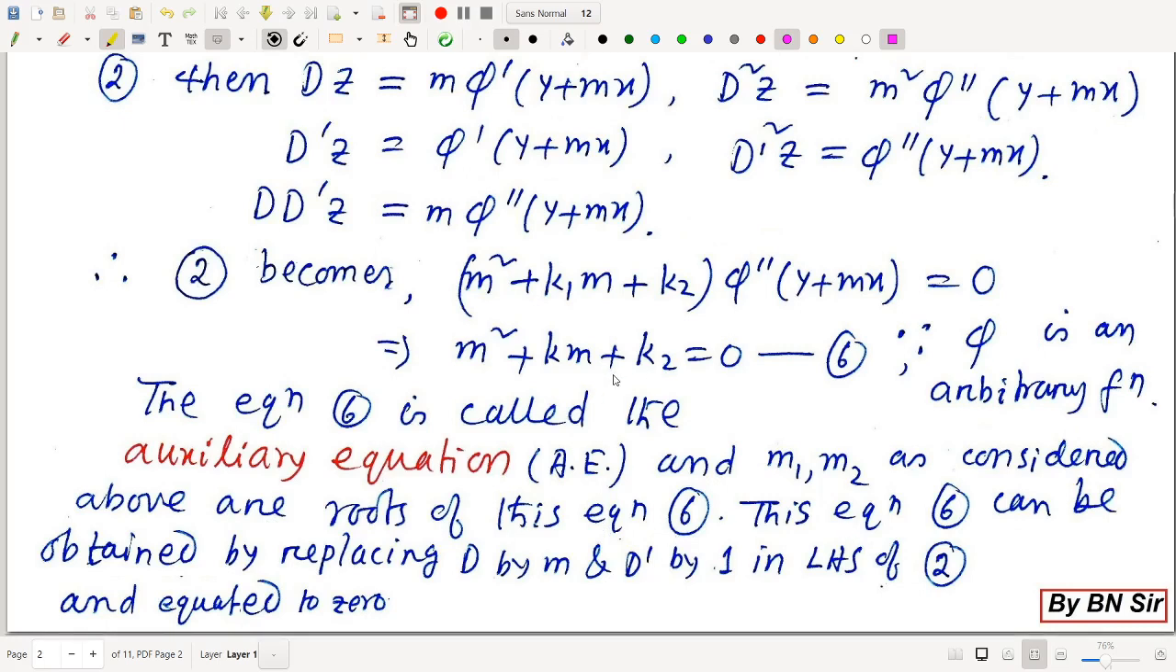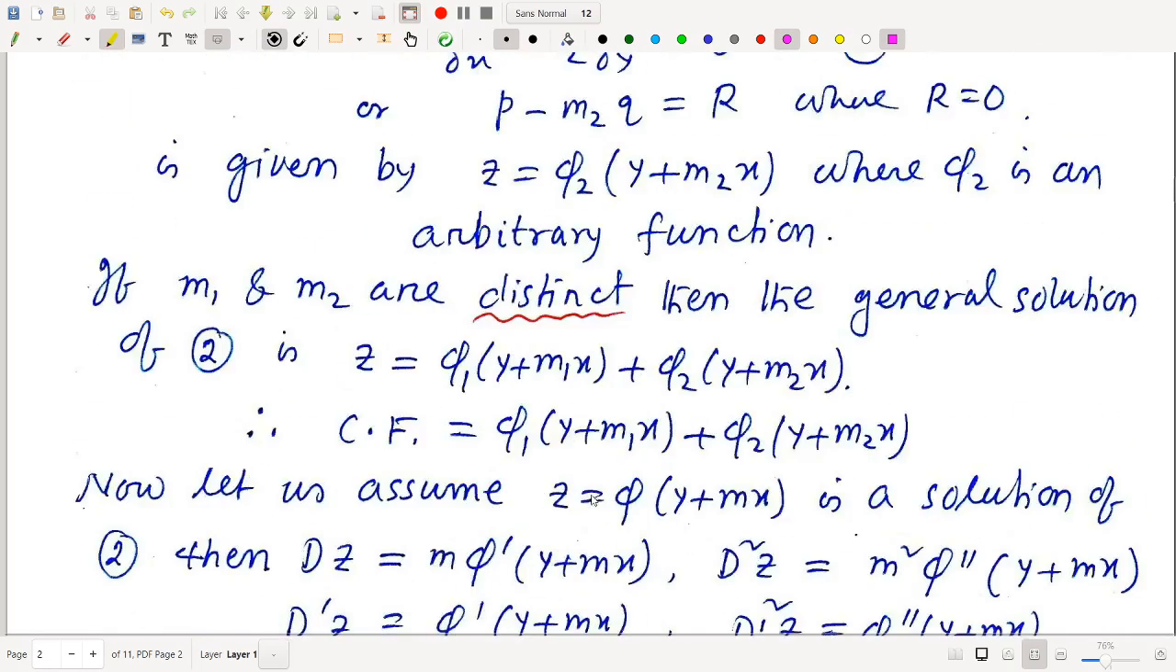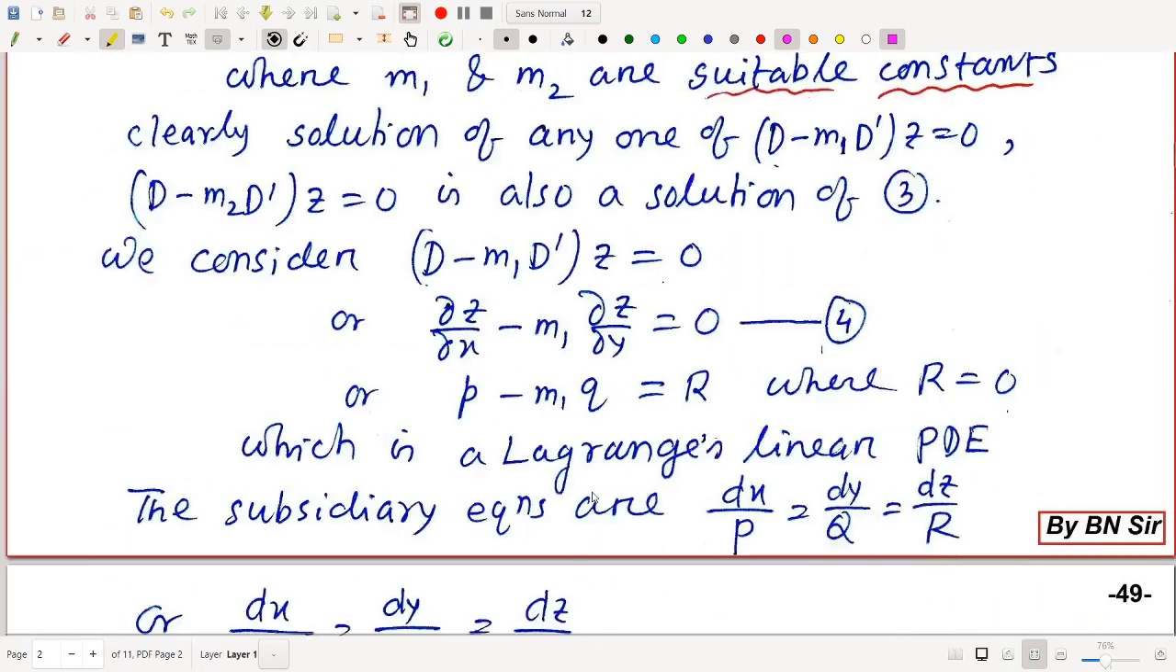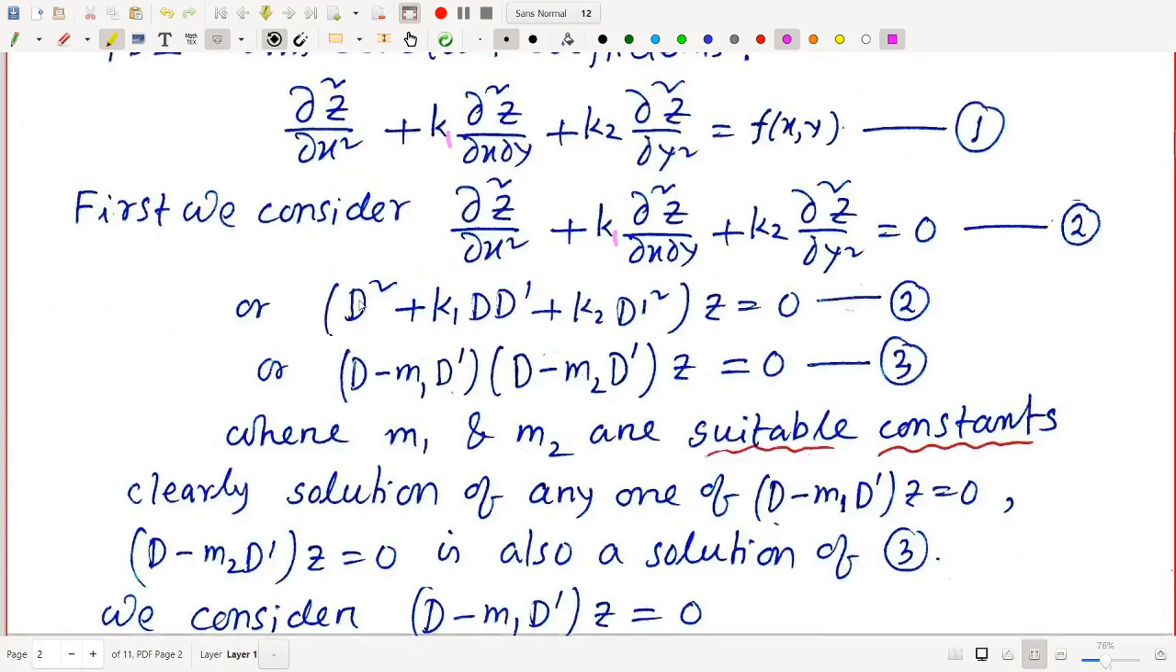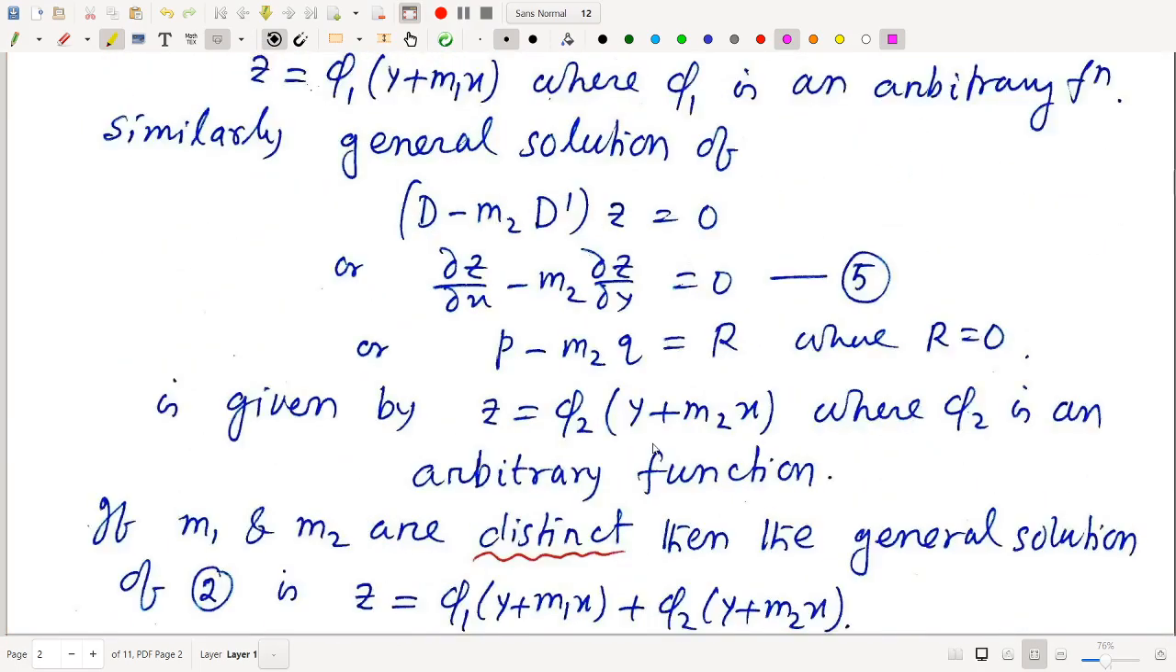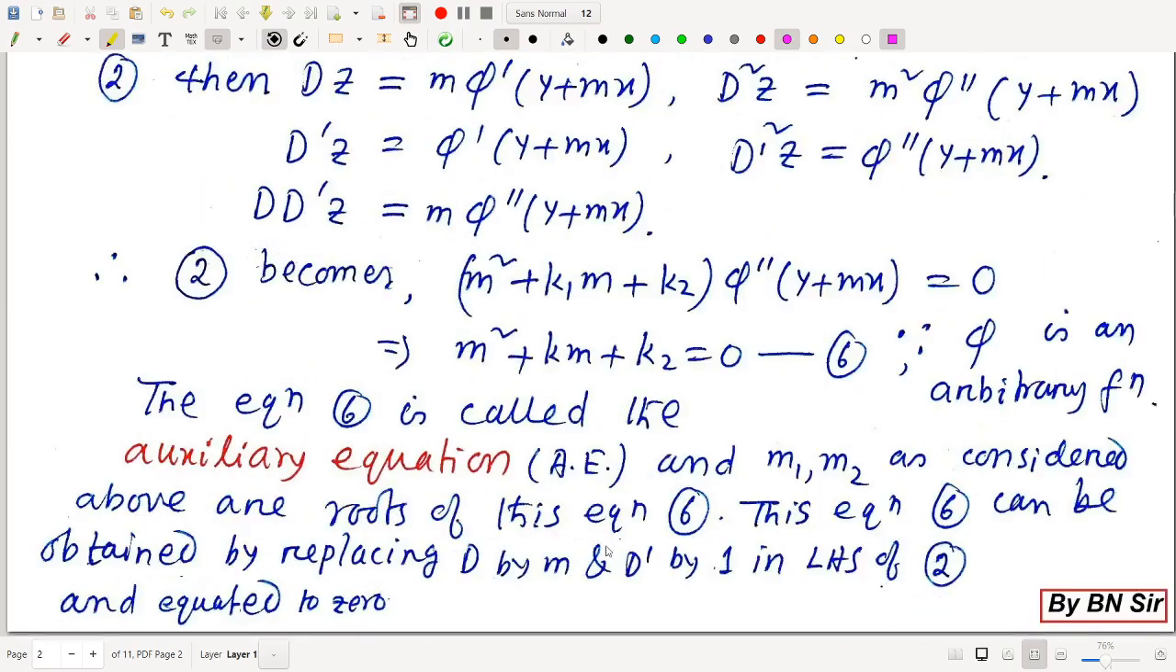If we factorize this, we shall get the values of m1 and m2. How to obtain this equation 6? It can be obtained very easily by just replacing D by m and D' by 1 in the LHS of number 2 and equating to 0. You can see number 2 and directly write: if we replace D by m, it will be m², k1 D becomes k1 m, D' is 1, so k2 D'² is k2. So m² + k1 m + k2 equated to 0 gives us the auxiliary equation. It is only a way to remember, or a way to find, the auxiliary equation.